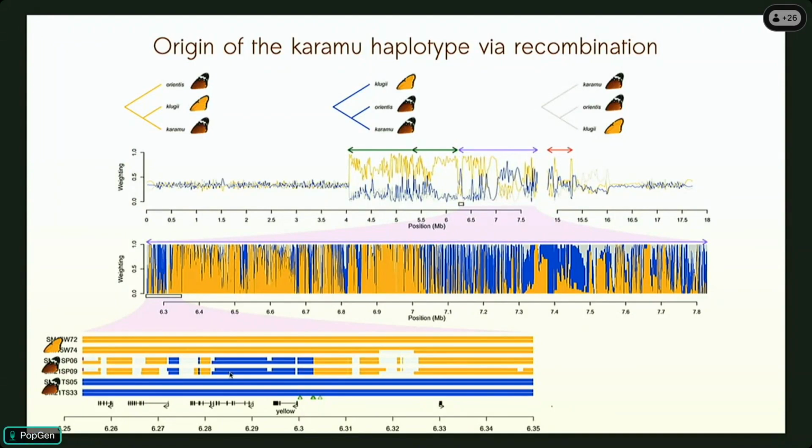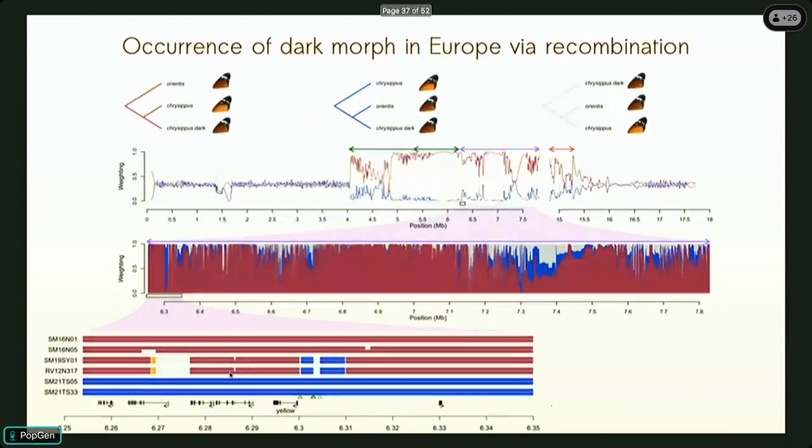We found another anomaly in North Africa where there were individuals that had the red haplotype group, but they also had dark wings, which we didn't expect. And so we also did exactly the same thing. We took those dark individuals and we asked, how do they cluster? And they mostly do cluster as red individuals. But again, here at the yellow locus, we found that they have a slice of blue haplotype.